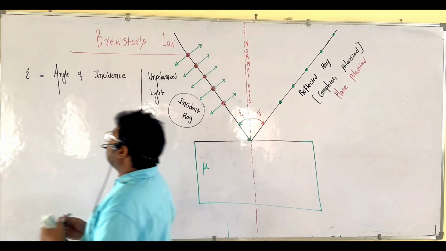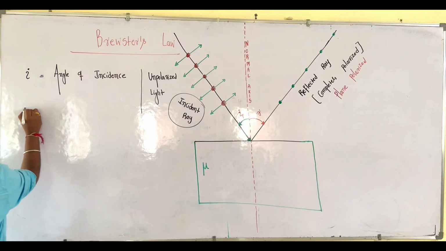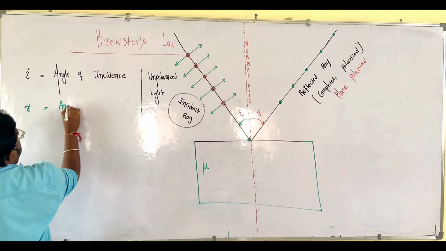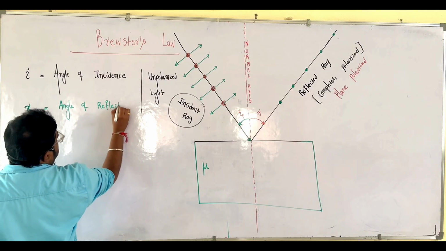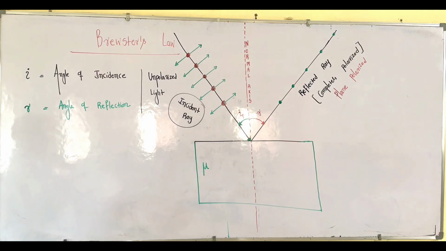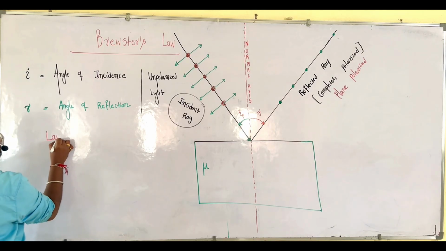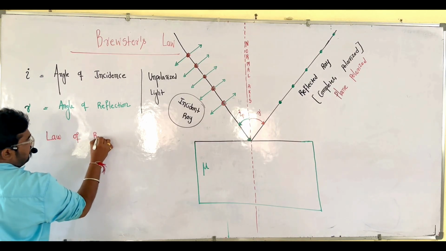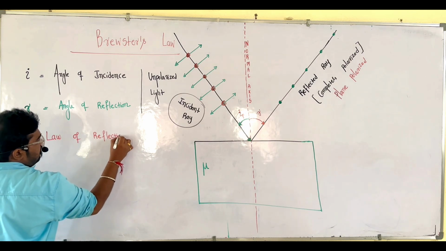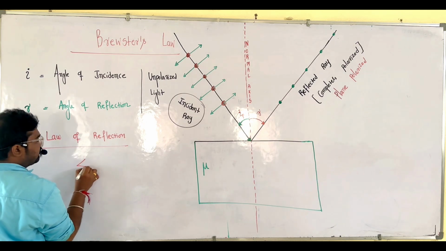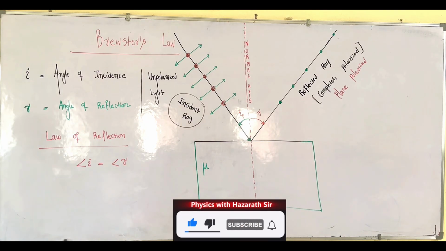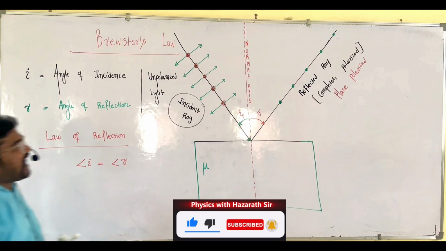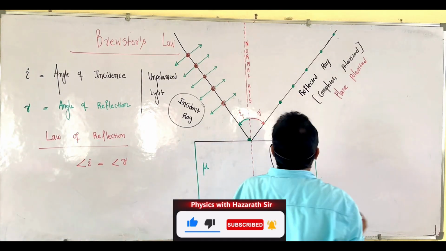So the angle made by the normal with the reflected ray is the angle of reflection, R. Clear? What is the law of reflection? Angle of incidence equals angle of reflection. As per Brewster, clear?